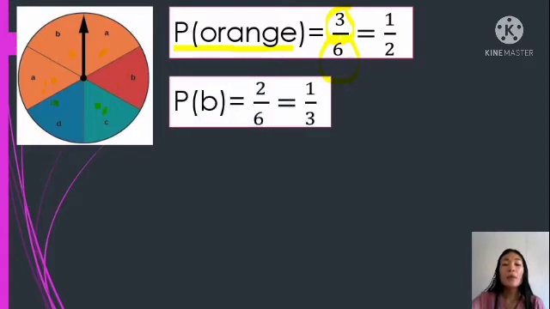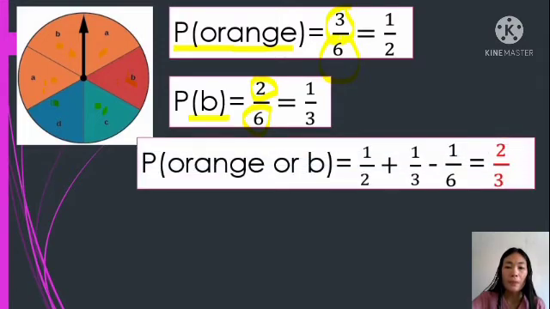Next is the probability of spinning B. Okay, so we have here probability of B equals 2. Why 2 here? Because there are 2 B's in the spinner and over 6 the total number of regions in the spinner. So 2 over 6 equals 1/3.